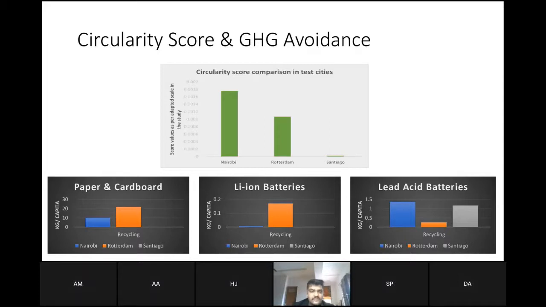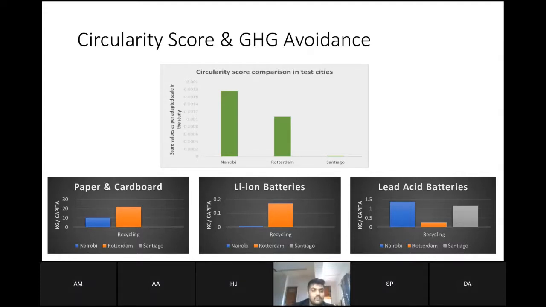For Nairobi, what we see is the consumption is definitely low, given it's a low-income economic city. But also there is an optimum use of resources that happens here. And following is Rotterdam, where we see that, of course, it's a representation of a developed country. The consumption value is higher, but there are also a lot of other efforts that go towards recycling and circular processes, and that has brought its score also a bit higher, but a bit less than Nairobi.